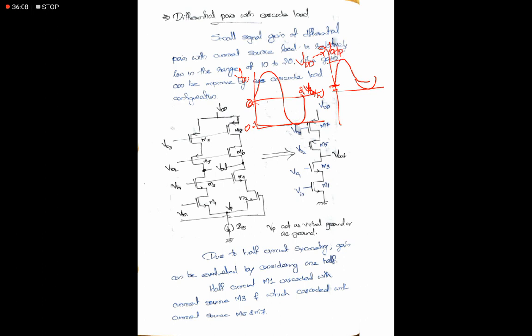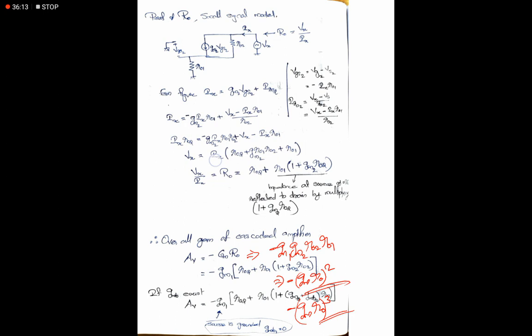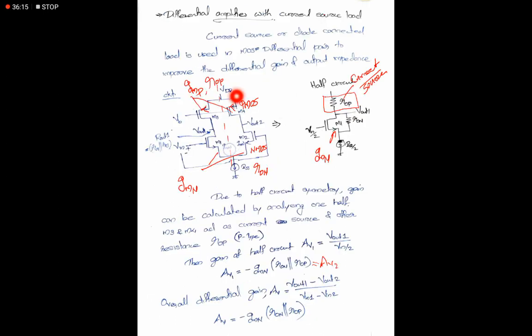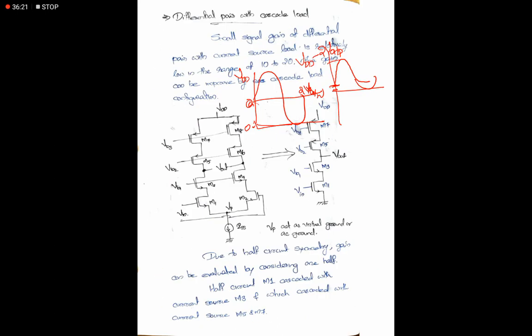Okay, so that is its limitation. Okay, what we said is very simple. Just we are replacing the load with the current source and diode connected configuration. We can improve the gain also by using a cascoded configuration. We can improve the gain of the amplifier.